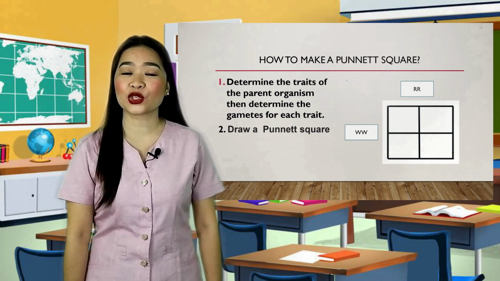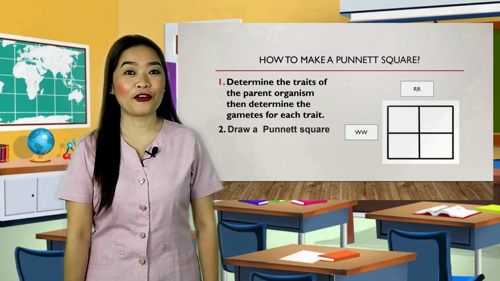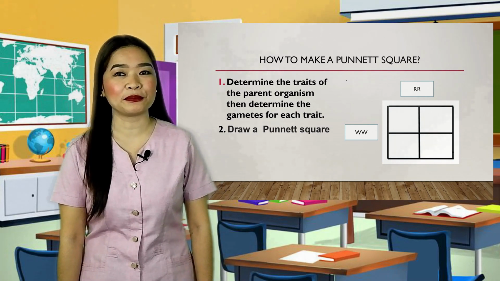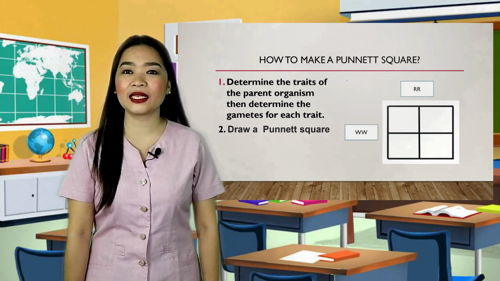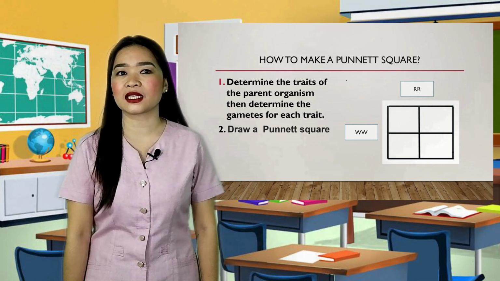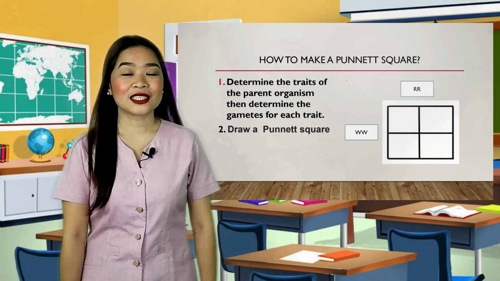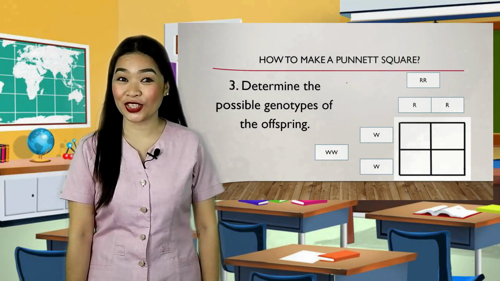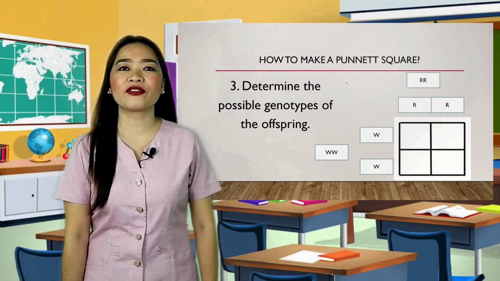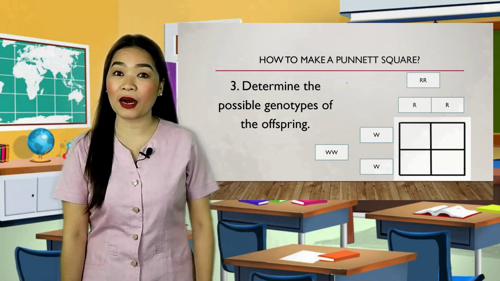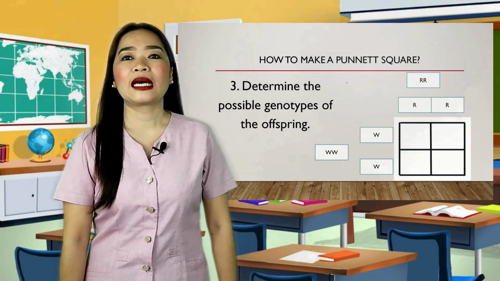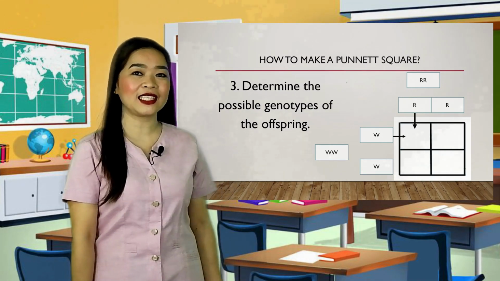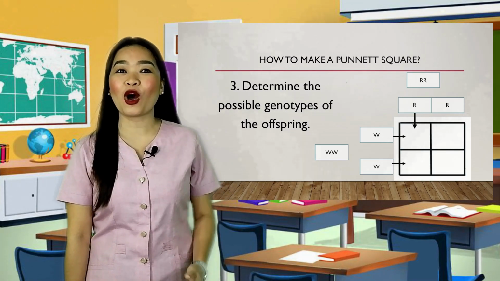How to make a Punnett square? First, determine the traits of the parent organism. Then determine the gametes for each trait. Second, draw a Punnett square. Third, put each of the parent genotypes above each small box at the top of the big square, and the other parent's on the left side next to each small box.